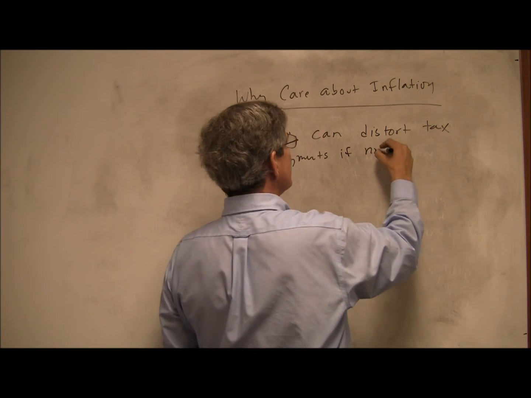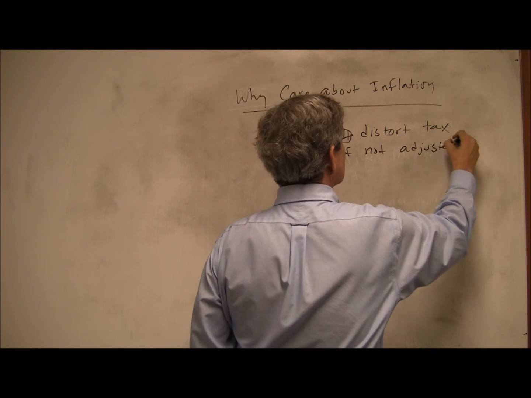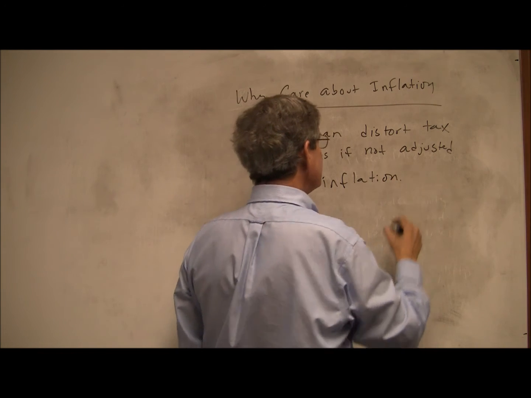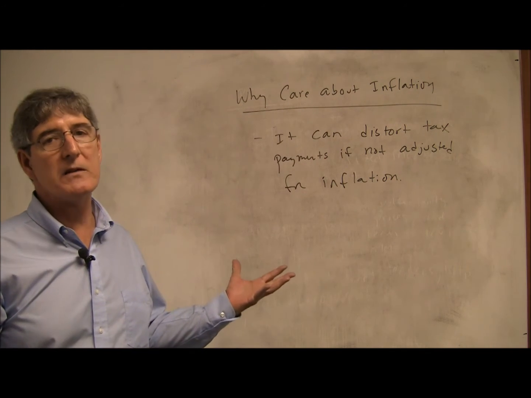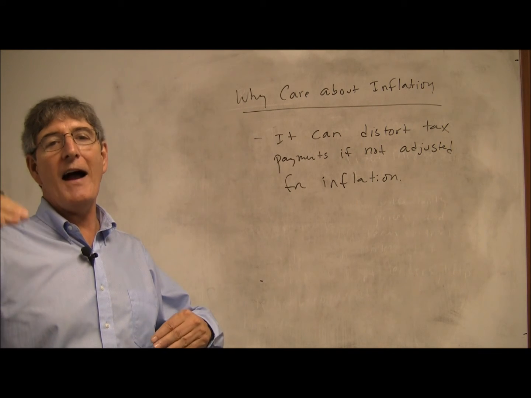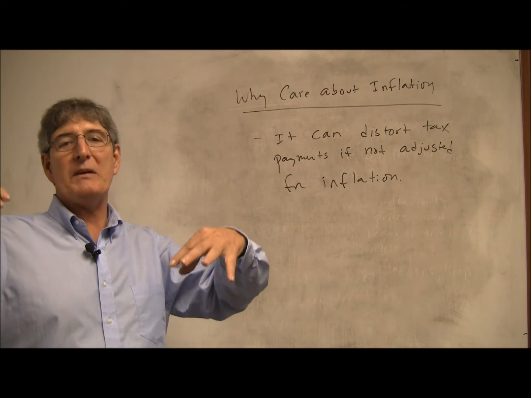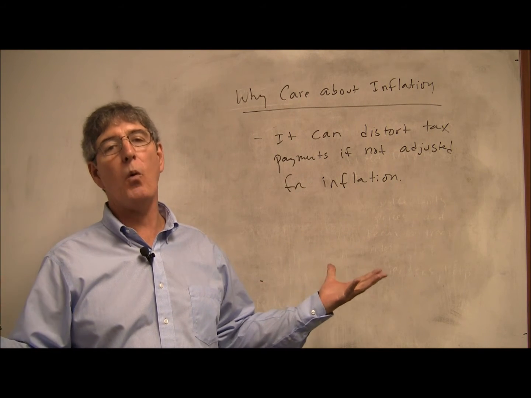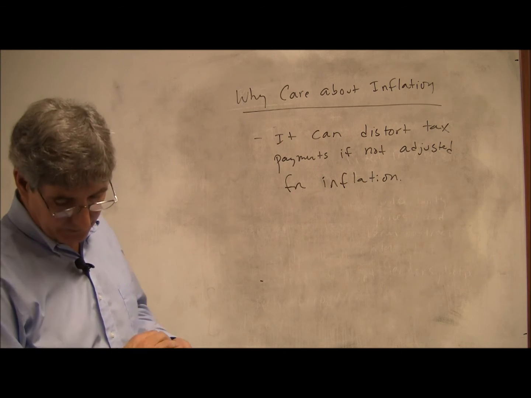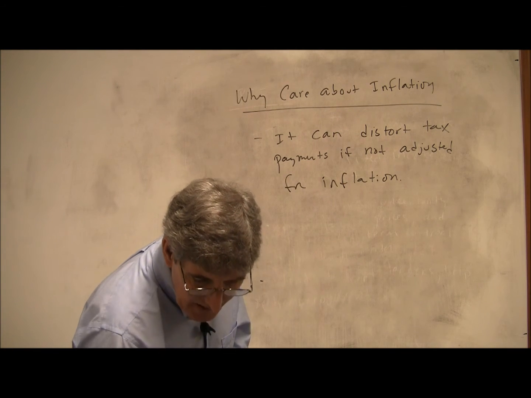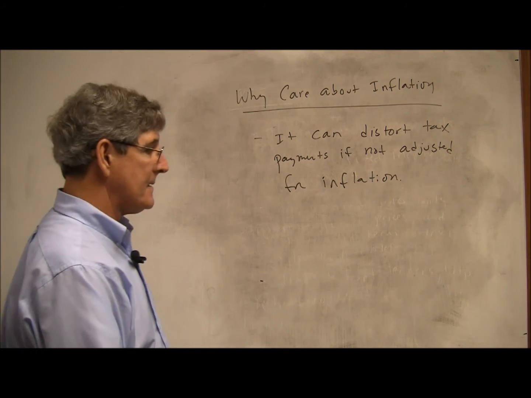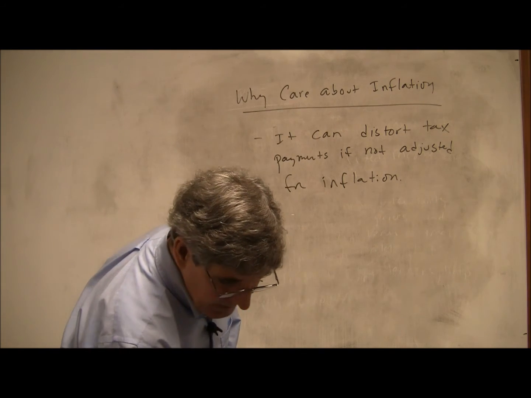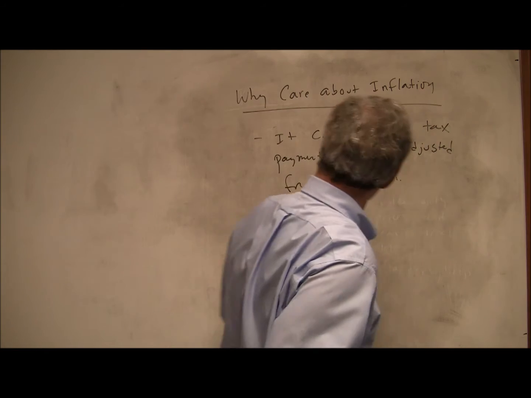If they're not adjusted for inflation. Think of an income tax. Your income's rising just because there's inflation. You're not making any more in real terms. You can't buy any more stuff. But you're getting into higher and higher tax brackets because your income keeps going up. So if they don't adjust the brackets, it can distort what people expected when they set those tax brackets. We'll look at the optimal inflation rate and some of the problems with deflation later in the course.